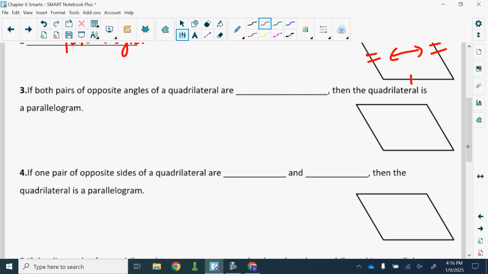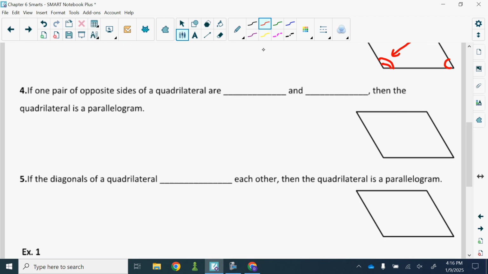Similarly for the angles, if both pairs, again, both pairs of opposite angles of a quadrilateral are congruent, then the quadrilateral is a parallelogram. So that means this angle is congruent to this angle, and this angle is congruent to this angle. Again, opposite, meaning they are facing each other.